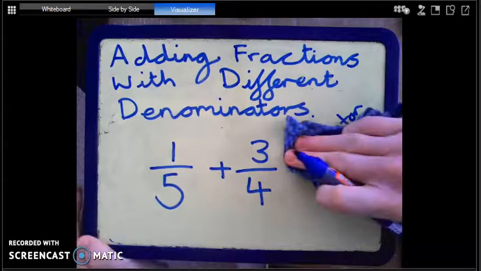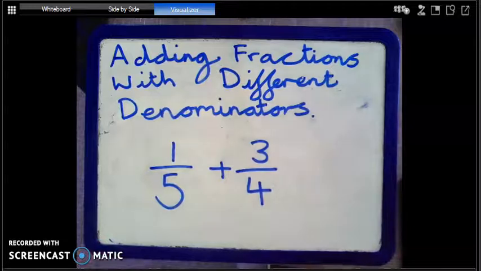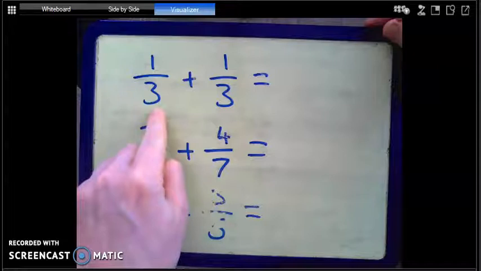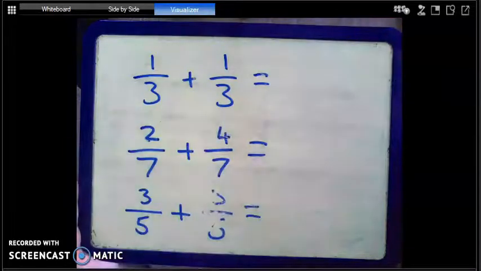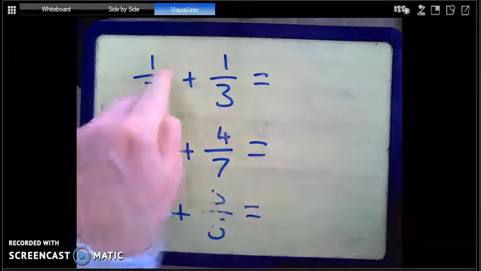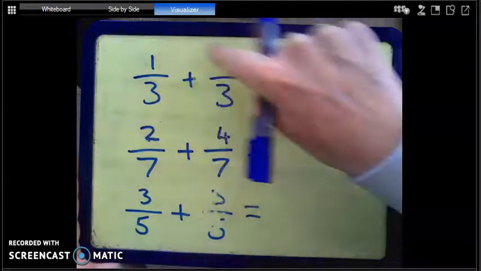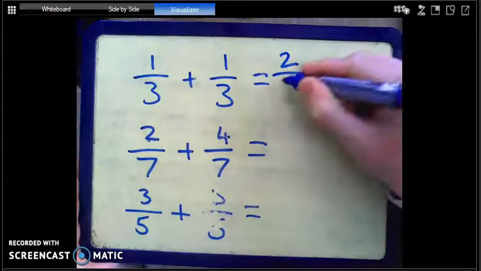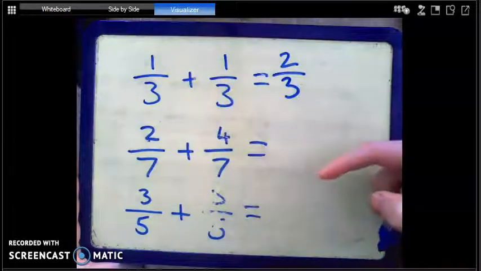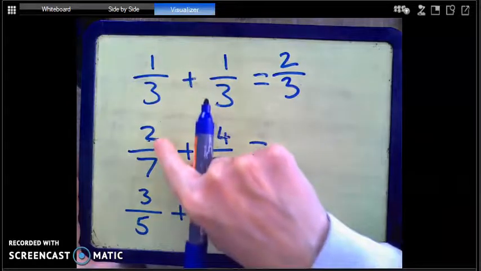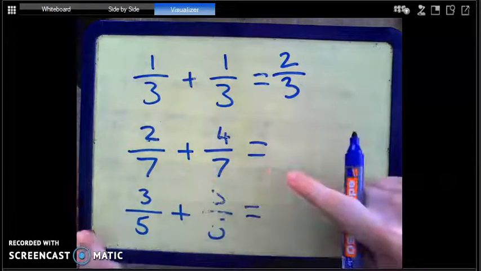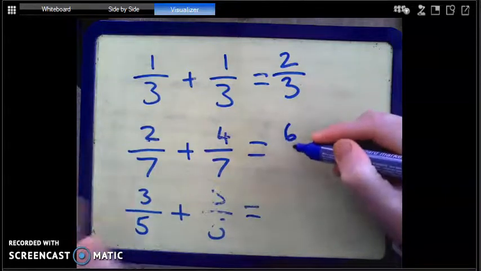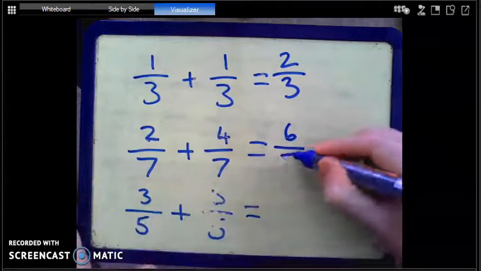When we first start adding fractions, we usually start with fractions like these, where the denominator is the same. And we'll remember that we just add the numerators together. 1 plus 1 is 2, and we leave the denominator the same. 1/3 plus 1/3 is 2/3. Similarly, 2/7 plus 4/7, add the numerators together. 2 plus 4 is 6, and the denominator stays the same.